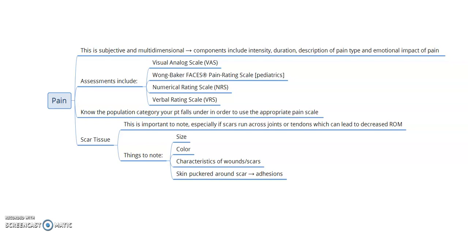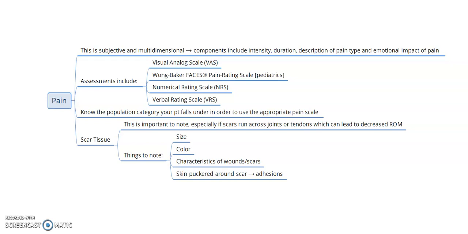Pain is subjective and multidimensional. Components can include intensity, duration, and description of pain type, and then also the emotional impact of pain. You can assess this through a visual analog scale, different types of pain rating scales like the Wong-Baker, the numerical rating scale, and the verbal rating scale. It's important to know which population your patient falls under in order to use the appropriate pain scale.